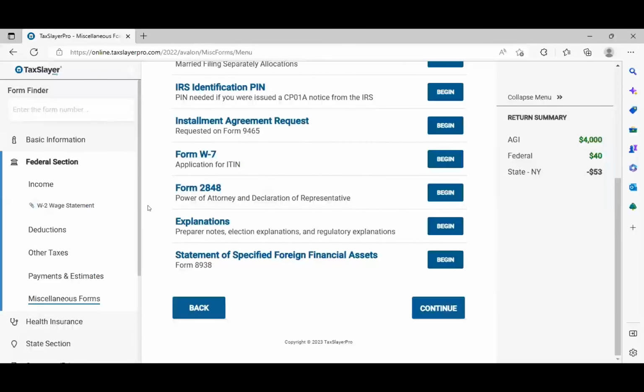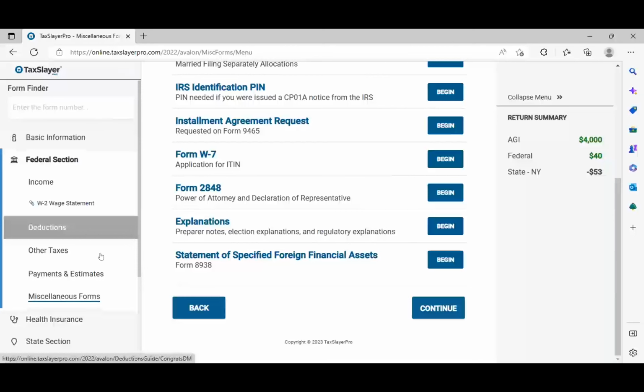2848 is a power of attorney that we might need to represent a taxpayer as of now and perhaps in future correspondence with government agencies. Okay, any notes right there, things like that. We talked about the 8938 as part of the FATCA and FinCEN rules. You can access that form and write information about foreign assets the person might have control of. Okay, disclosure form. Let's go down here, health insurance.